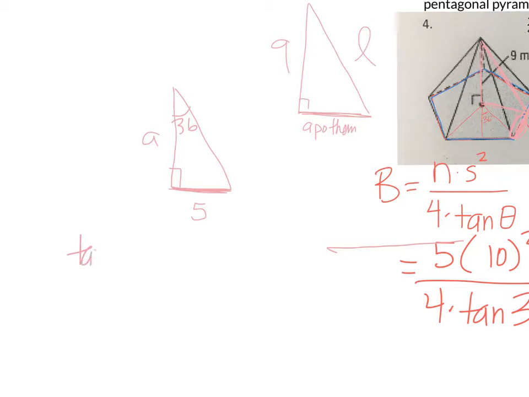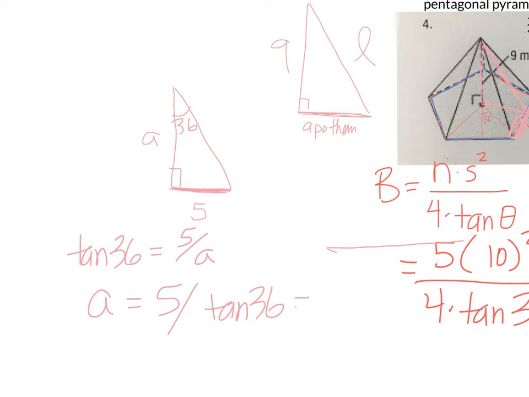So we have a tangent relationship. The tan of 36 equals the opposite over the adjacent side. So the apothem is found by dividing 5 by the tangent of 36, which is 6.88. So that is what we can put right here in our triangle, 6.88.